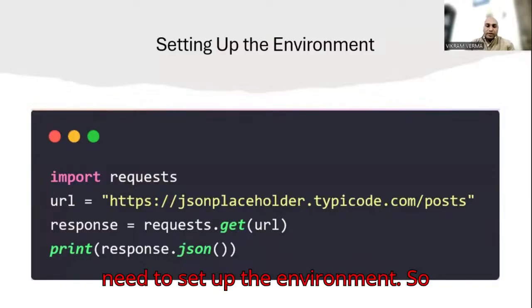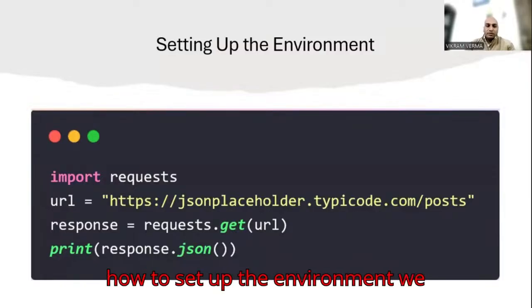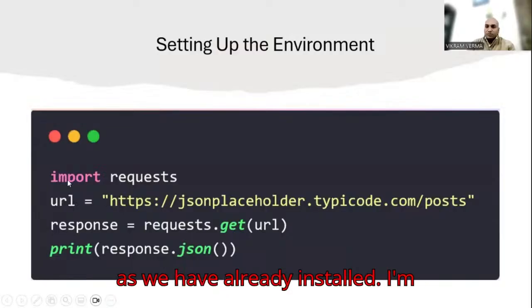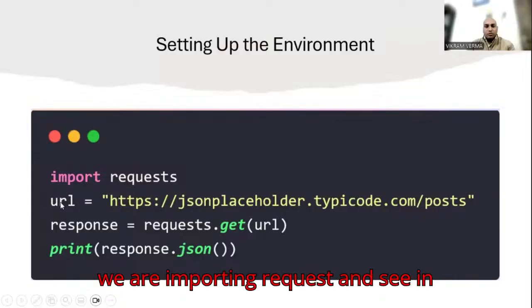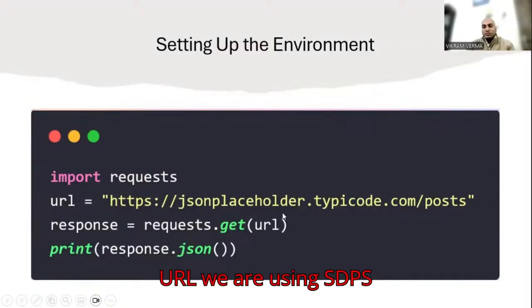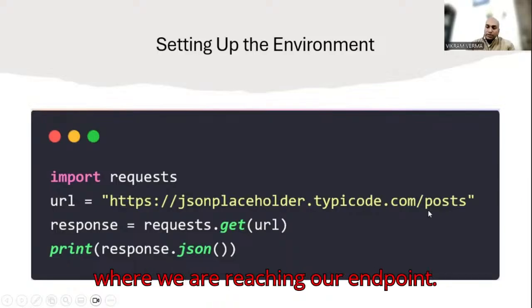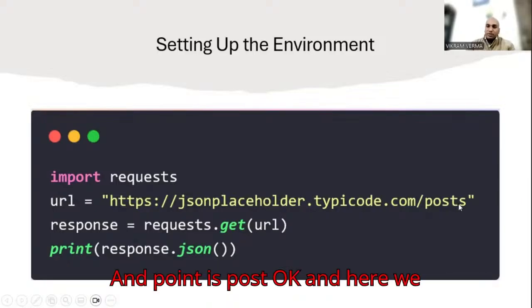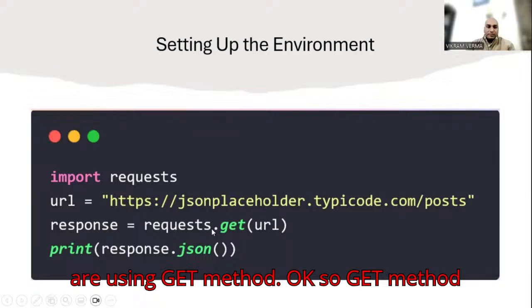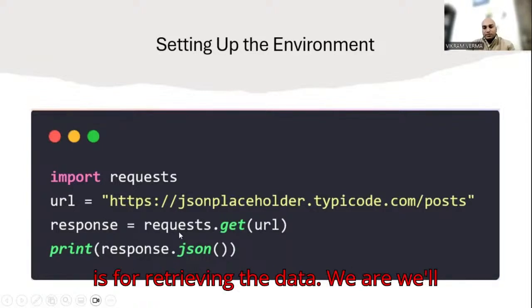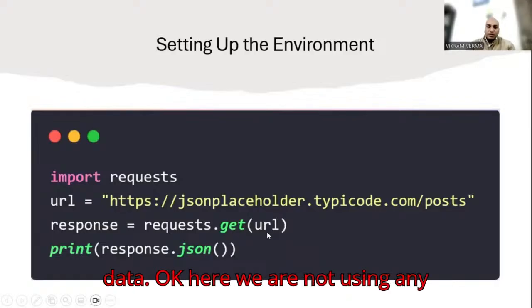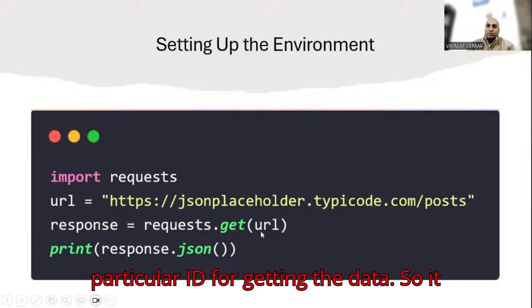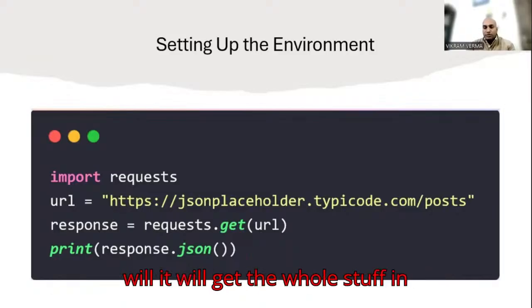So we need to set up the environment. I'm supposing we have already installed requests. So we are importing requests. In the URL, we are using https://jsonplaceholder.typicode.com, and where we are reaching our endpoint is posts. Here we are using the get method, which is for retrieving data. We'll pass the URL and we'll get some data. Here we are not using any particular ID, so it will get the whole data in one go.